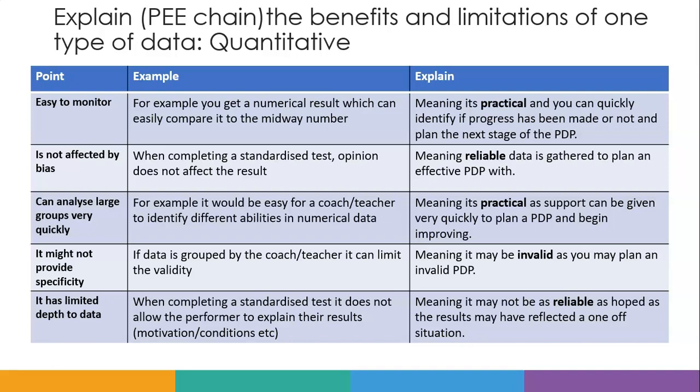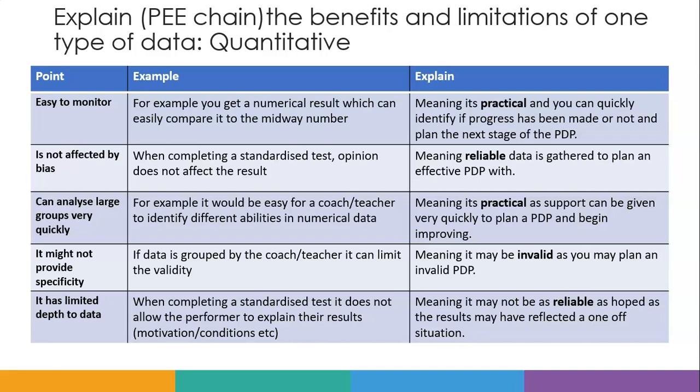As you can see in this table, on the left hand side under the point, we've used all of the reasoning behind the last few slides. So we've got easy to monitor, it's not affected by bias, can analyse large groups very quickly, it might not provide specificity, and it has limited depth to data. That's quantitative data. These are the benefits and limitations of quantitative data.